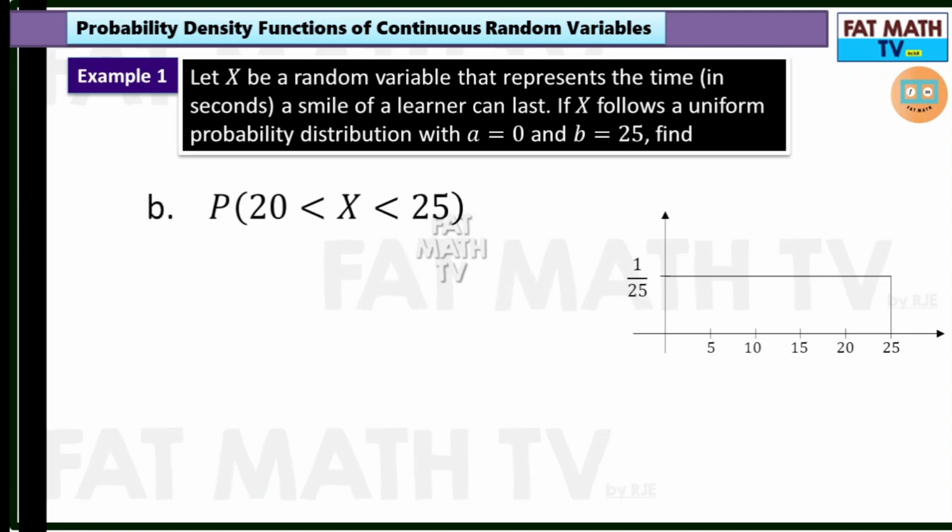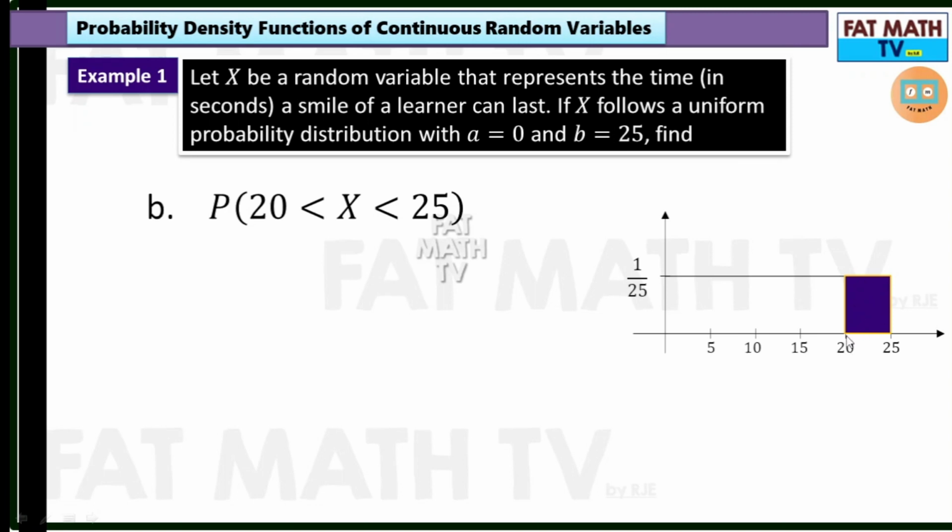Letter B. Find the probability that x is greater than 20 but less than 25. So how does this look like in the graph? From 20 to 25, so from here at x equals 20 up to here at x equals 25. How big is this rectangle, or what is the area of this rectangle?